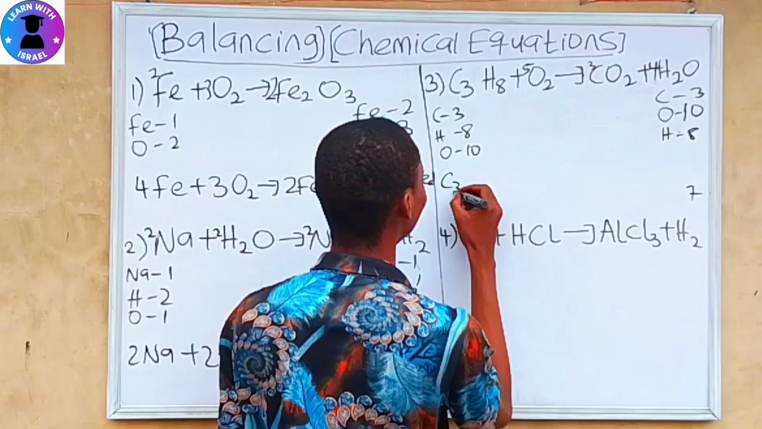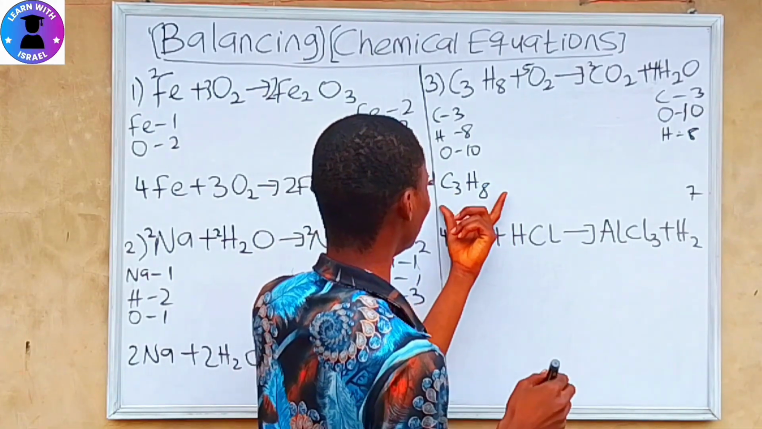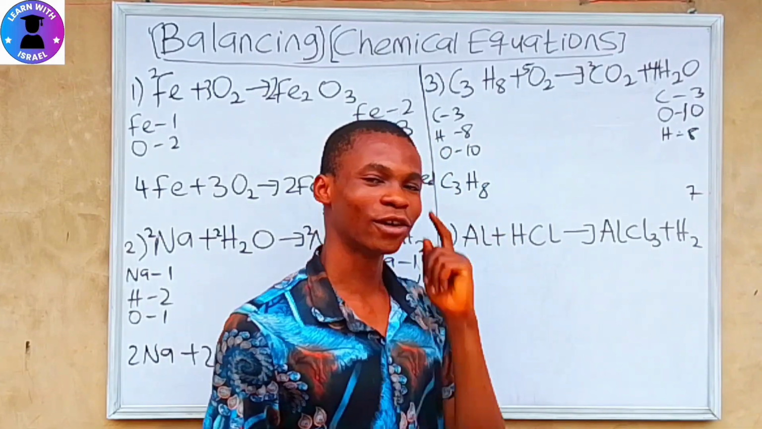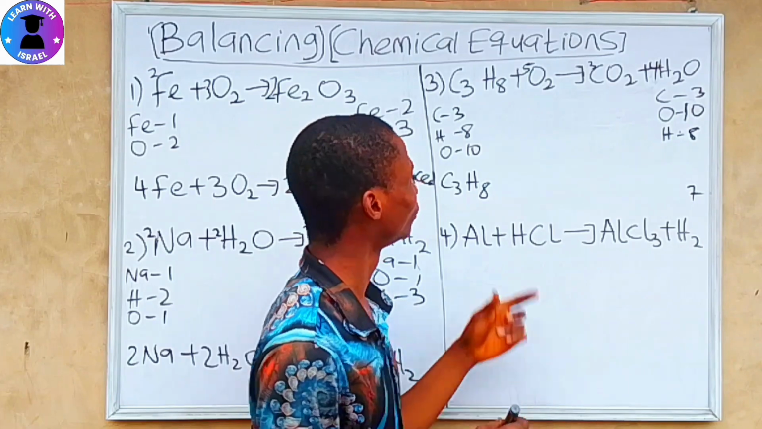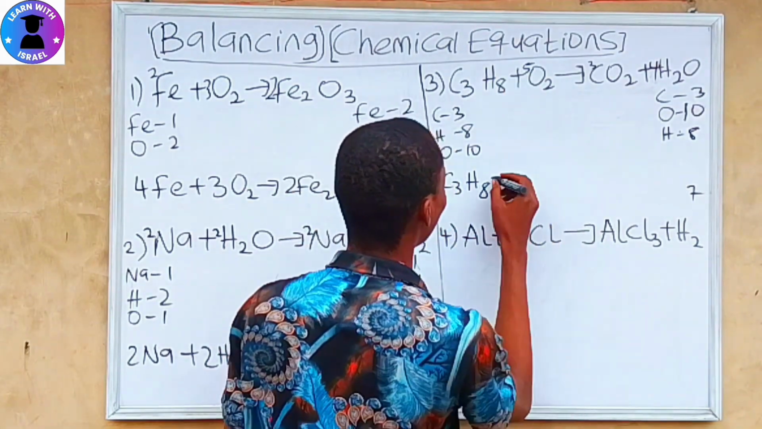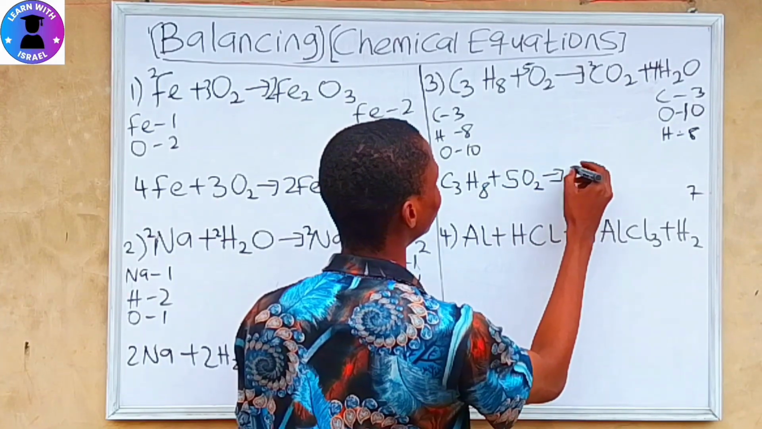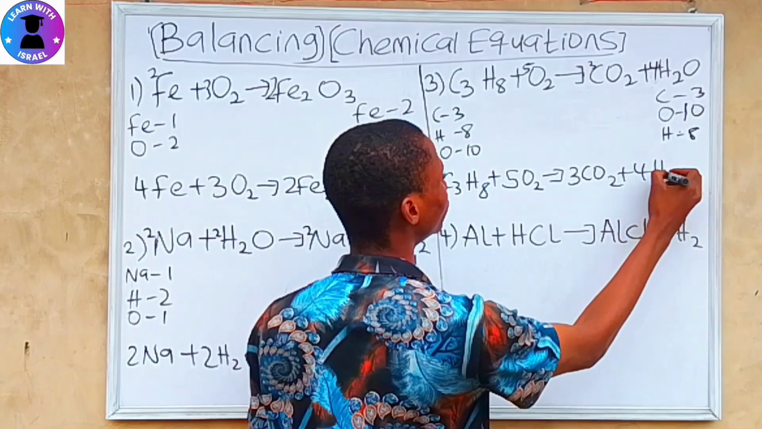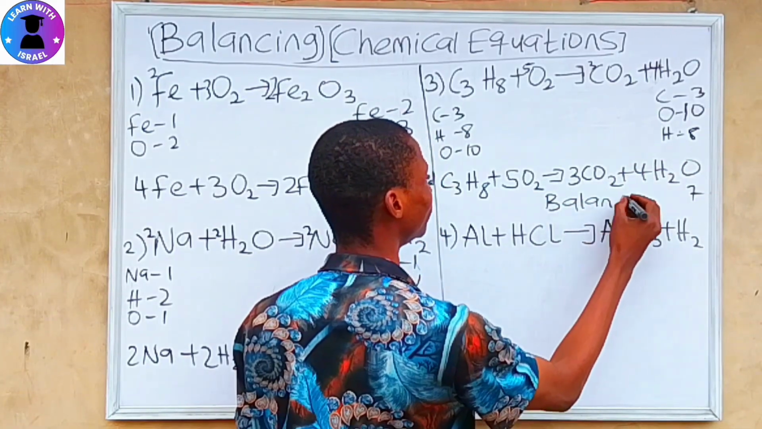We have C3H8. Who knows the name of this compound? If you know the name of this compound, drop it in the comment section. The name of this compound, I won't say it. Just drop the name of this compound in the comment section. So we now have plus 5O2 to give us 3CO2 plus 4H2O. Balanced.